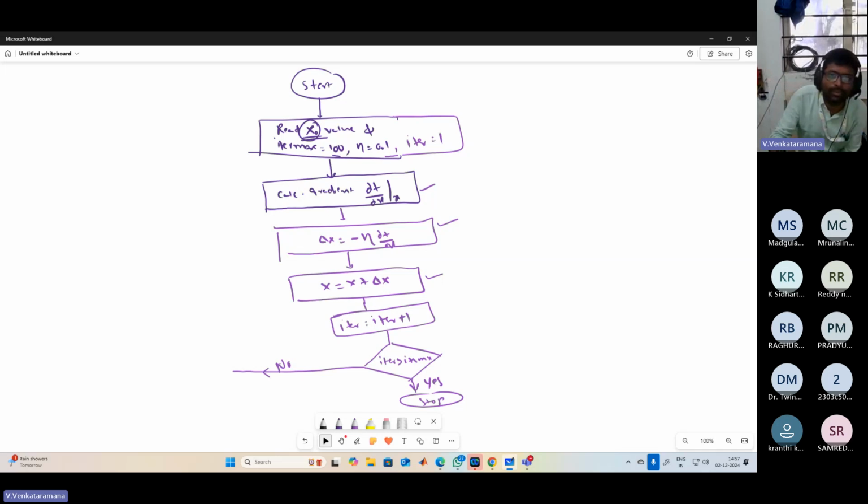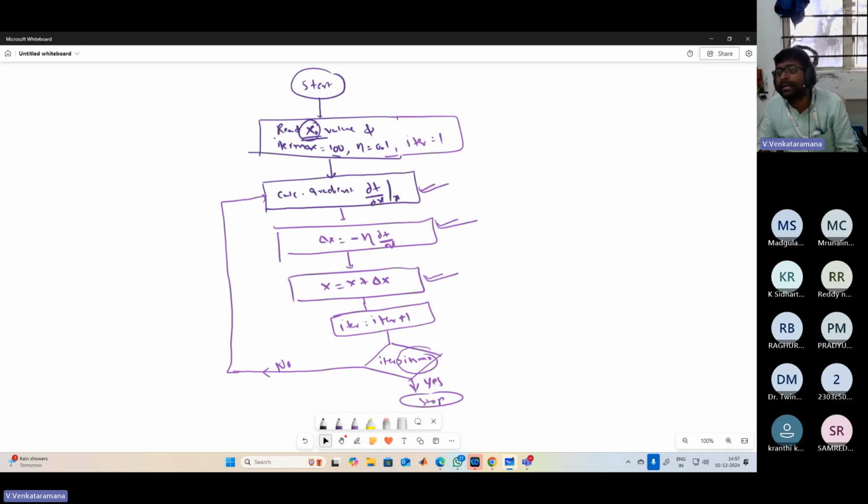If not, if no, then where to go? Again, go back to your gradient calculation and calculate the gradient value, calculate the step length value, and update the x value. And these steps will be repeated again until you reach the max number of iterations. So this is the simple flowchart for the gradient descent algorithm. Okay, hope you understand, right?